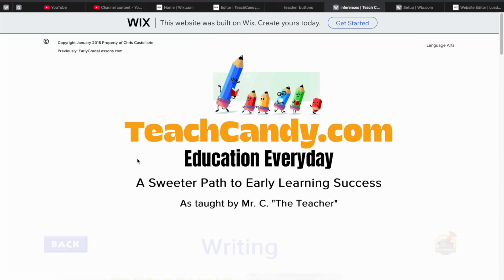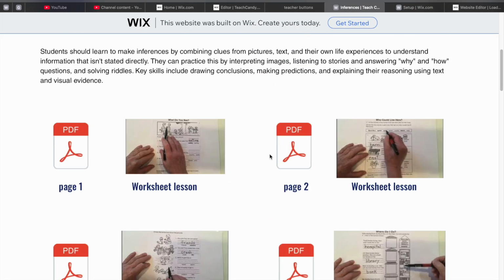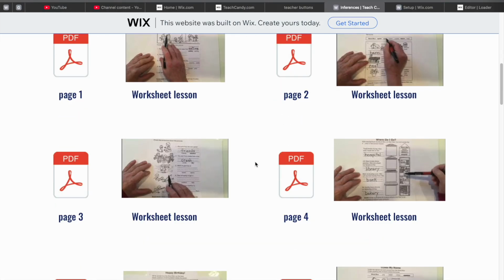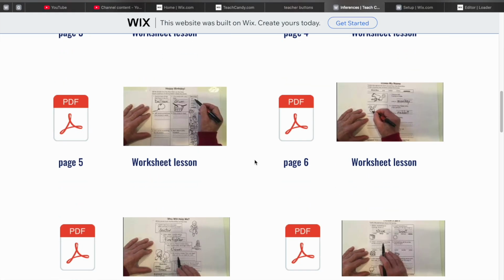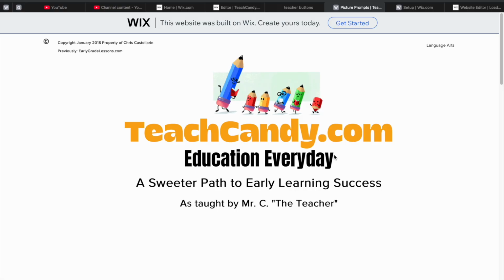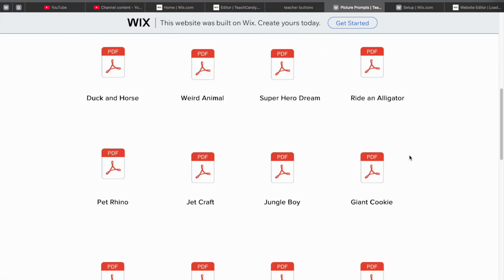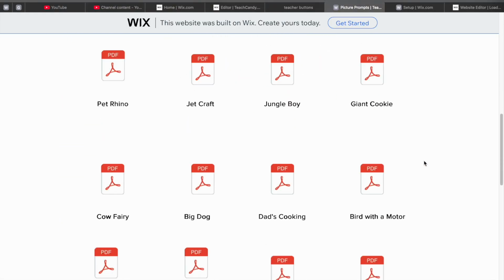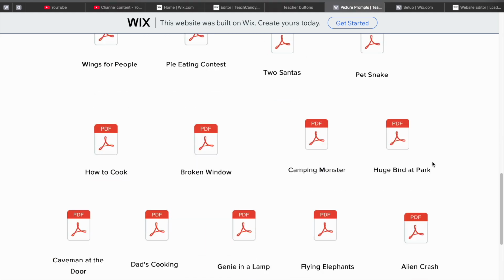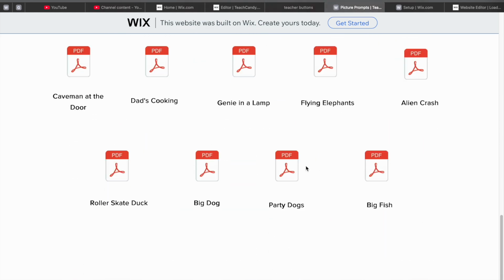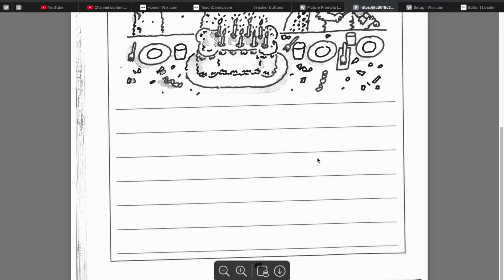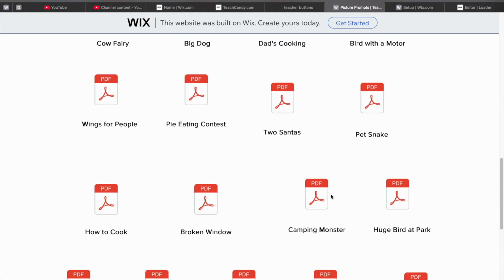Inferences consist of 20 worksheets. Again, a PDF for each worksheet, and a walkthrough video lesson for each and every worksheet. And picture prompts are the same as what you saw with the Big Words, Small Stories. I'm just giving you a page with all the PDFs of lots of different ones. And you can just use them as writing prompts.